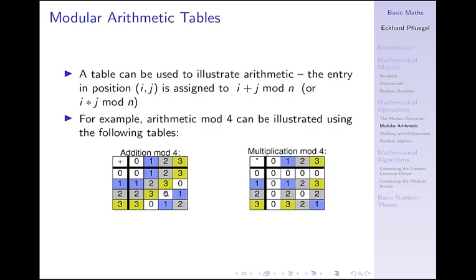But it gets interesting, let's say here, where you have 2 plus 2 mod 4 is 0. So if you do this for all those values, then you get an interesting pattern. And if you do it for the multiplication as well, you also get a pattern, but that's obviously different.